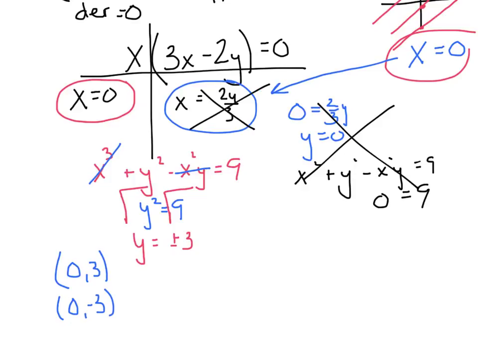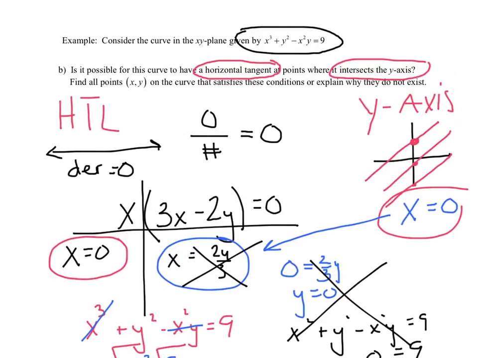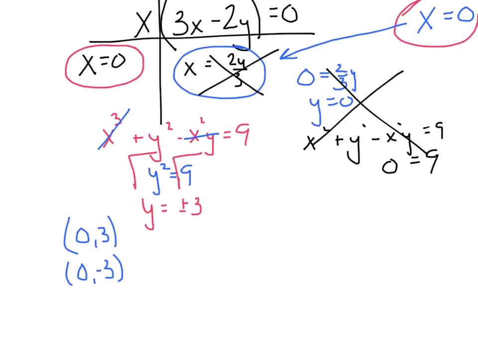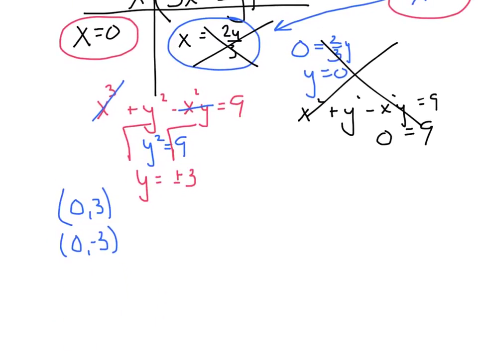So I can say, yes, let me just revisit that question. Find all points that satisfy this condition. So yes, I have 2 points where there is a horizontal tangent line where it intersects the y-axis. We have 2 points where there's a horizontal tangent line where it intersects the y-axis.